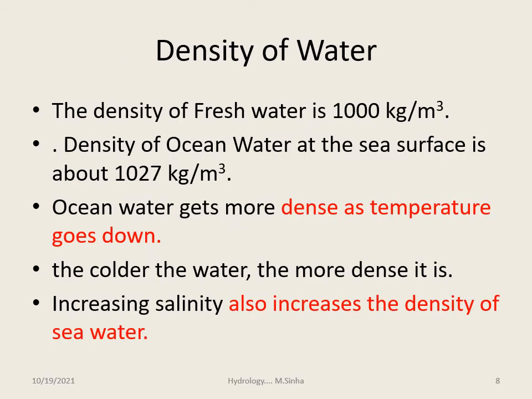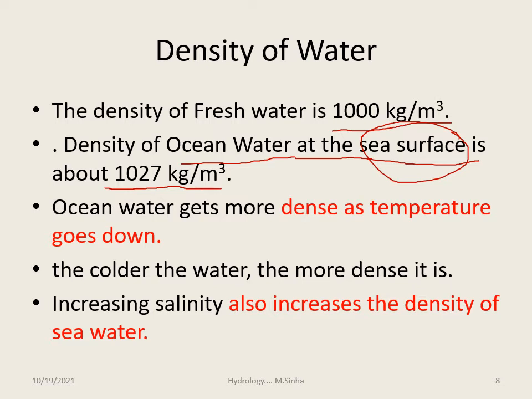Okay, now come to the density of water. Density of water is very closely related to the salinity and temperature conditions. The density of fresh water is 1000 kg per cubic meter, and normally the density of ocean water varies from place to place, but on an average the density of ocean water at the sea surface is very important. Sea surface density is 1027 kg per cubic meter.